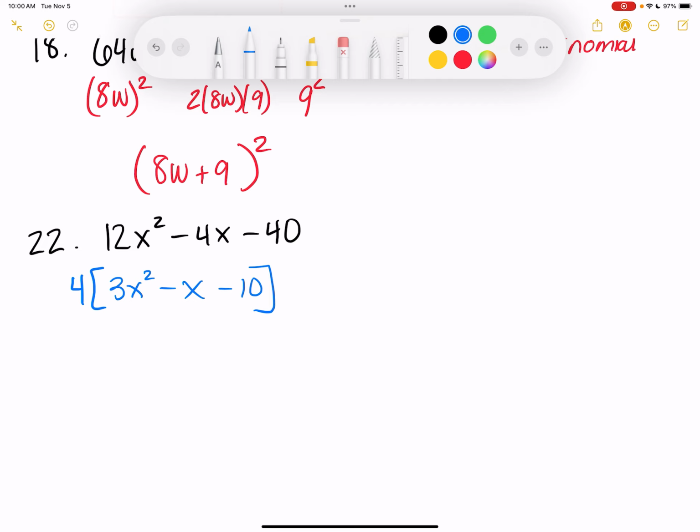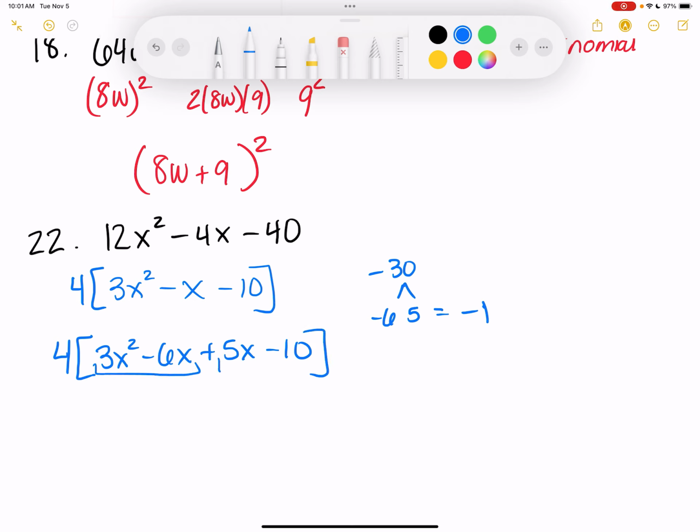So now I need factors of negative 30 that when added together give me negative 1. 5 and negative 6. This middle term is negative, which means my bigger number needs to be negative. So don't forget about the 4 out front. If you lose that 4, your answer will be wrong. So I've got 3x squared minus 6x plus 5x minus 10.